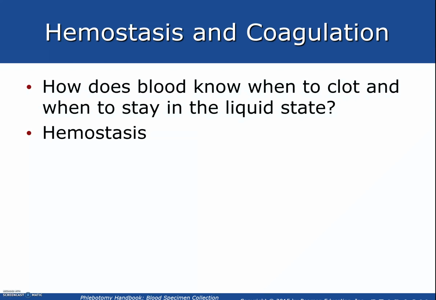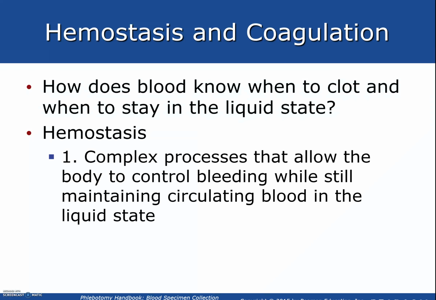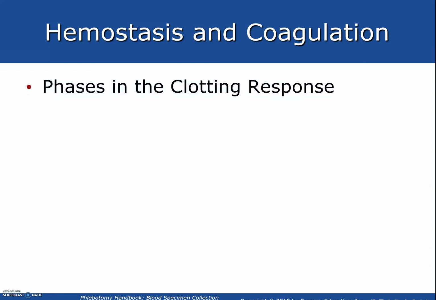Hemostasis and coagulation. How does blood know when to clot and when to stay in the liquid state? This is hemostasis. It is a complex process that allows the body to control bleeding while still maintaining circulating blood in the liquid state. Phases in the clotting response. I'm going to have you view these next slides on your own because I will provide a detailed explanation in class to help understand this material.